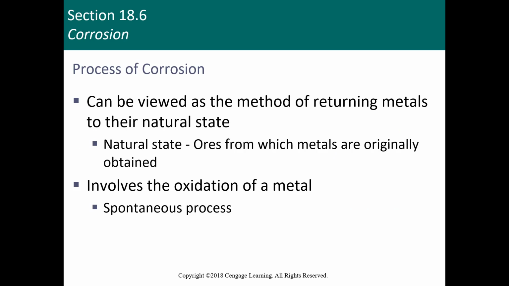Okay, so this is also the process of corrosion. So when we talk about corrosion, like rusting, this can be viewed as a method of returning metals to their natural state, or iron oxides. Those are what most metals are in their oxide forms in nature. So the natural state are going to be ores, which the metals are originally obtained from, and those are typically oxides of some sort. This involves the oxidation of a metal. This is a spontaneous process because oxygen uptakes the electrons much better than the metal.